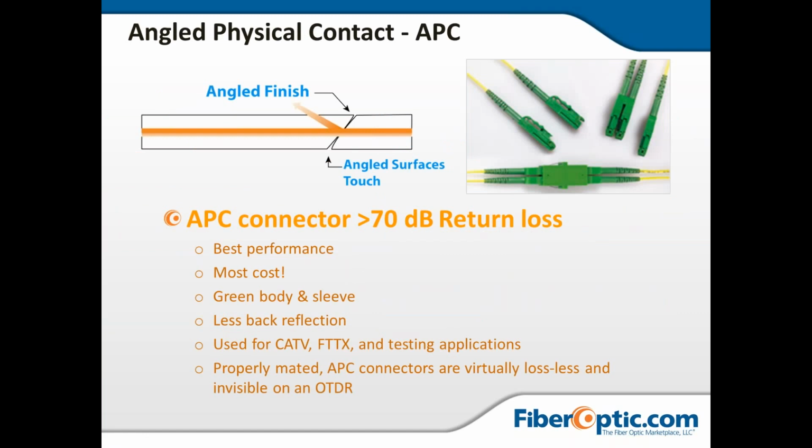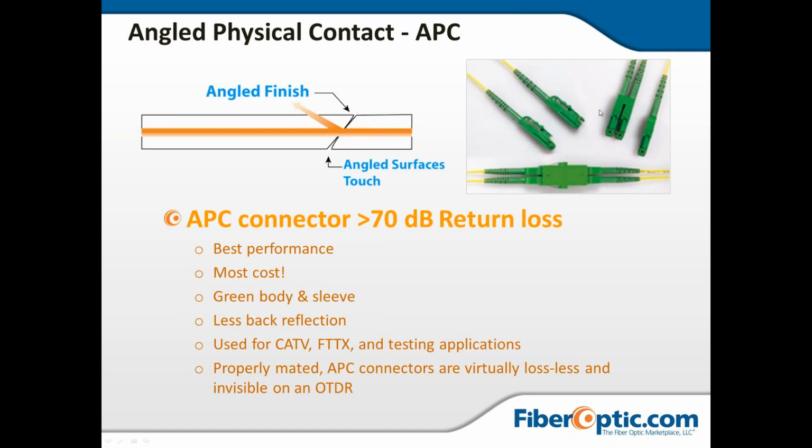APC, one of the best dB losses, negative 70 dB loss. They're green. Best performance. Anything with the best performance, best football player, best baseball, best swimmer, best racer, they're making the most money.